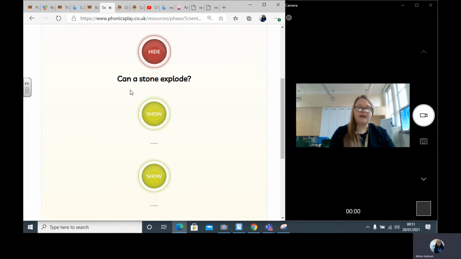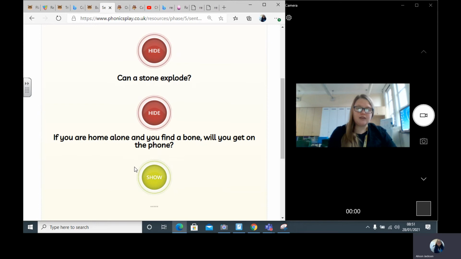Okay, off we go. Can a stone explode? I think it definitely could explode if there was something strong enough to make it explode. Even if you hit it with a hammer, it would probably explode into lots of tiny pieces. Okay. Oh, this is a long sentence.